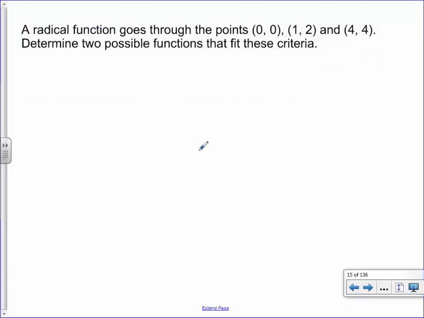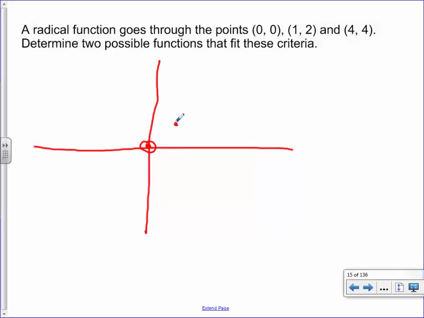Okay, here's a challenging question. We have a radical function that goes through the points 0, 0, 1, 2, and 4, 4. We're going to try to write a function that can do this. I'm just going to graph this thing here. 0, 0 would be right here. 1, 2 would be right about there, I guess. And 4, 4 would be over here. Kind of gets my start here.